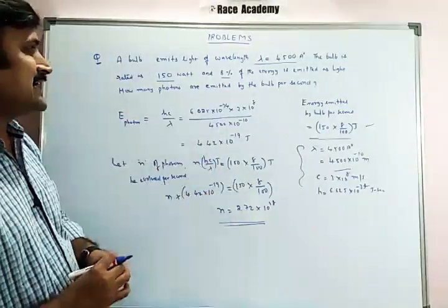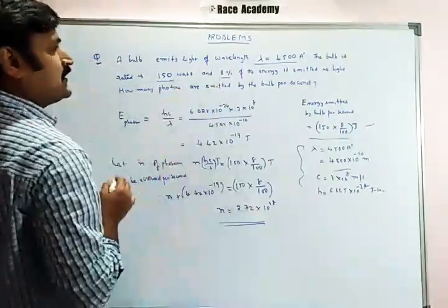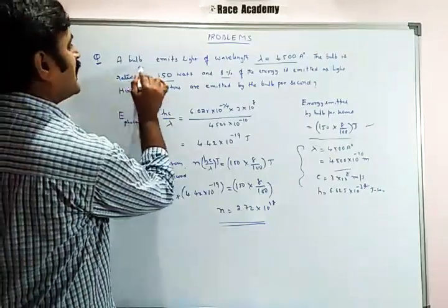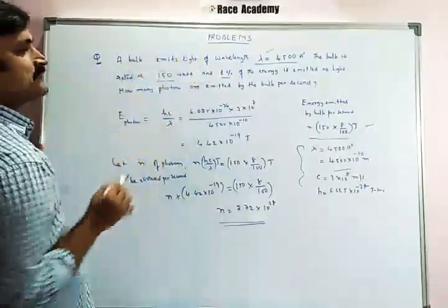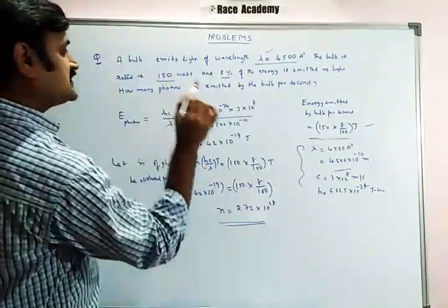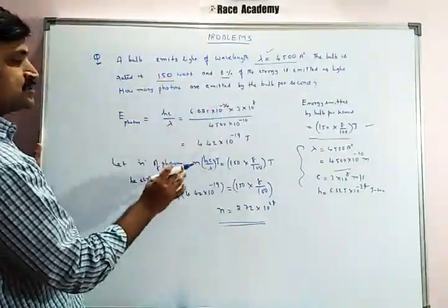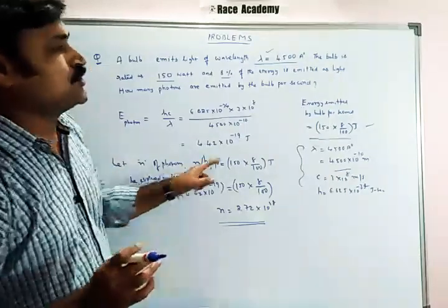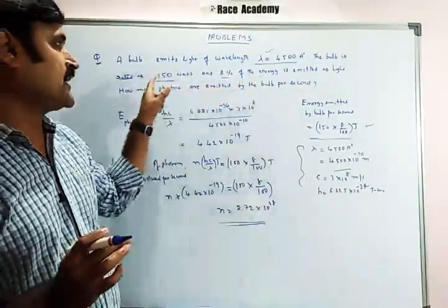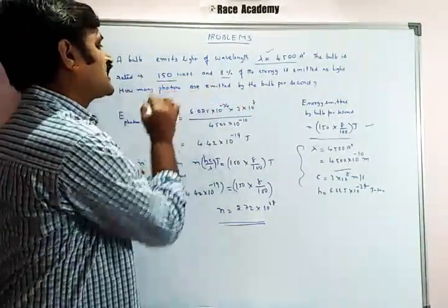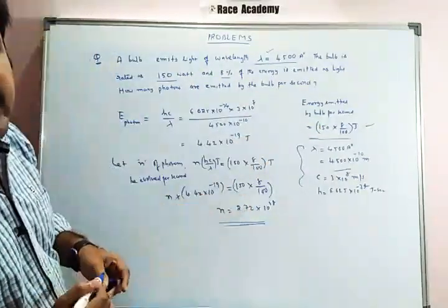But here what we understand is they are giving the bulb rating, that means energy emitted, and the bulb emits light of this wavelength. The bulb is rated as 150 watt with 8% of energy emitted as light. In such a case, using this lambda, we have to find the energy of one photon, and the energy of n photons should be equal to the energy given in the problem. So the bulb energy rate they give in watts with percentage. If you get the value, then you can equate both these things to find the n value.